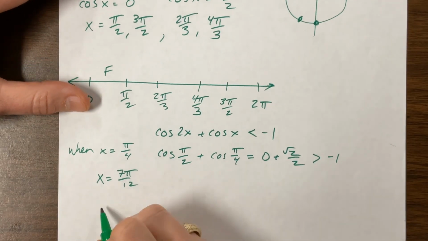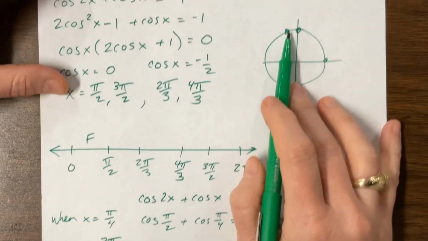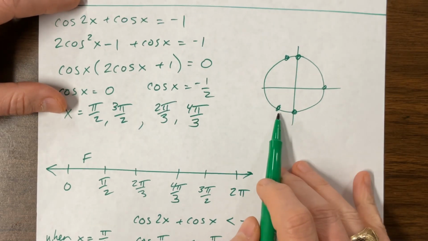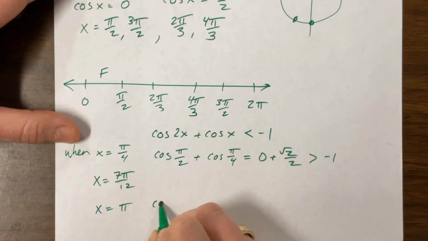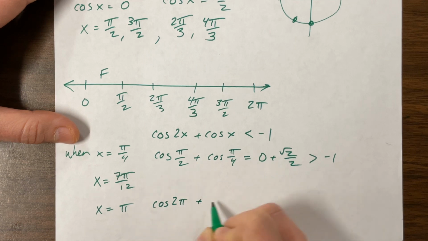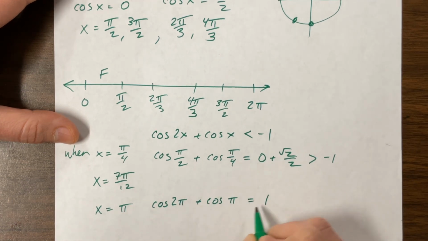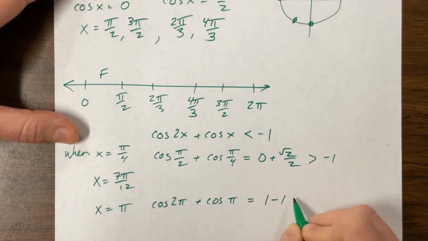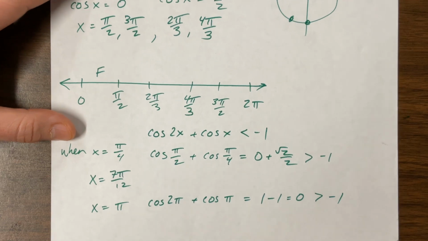Fun times. Okay, we're going to save the tricky parts for later. Now between 2 pi over 3 and 4 pi over 3 is pi. So let's let x equal pi. And so I have cosine of 2 pi plus cosine of pi. Cosine of 2 pi is 1. Cosine of pi is negative 1, and so that's equal to 0, which is greater than negative 1.